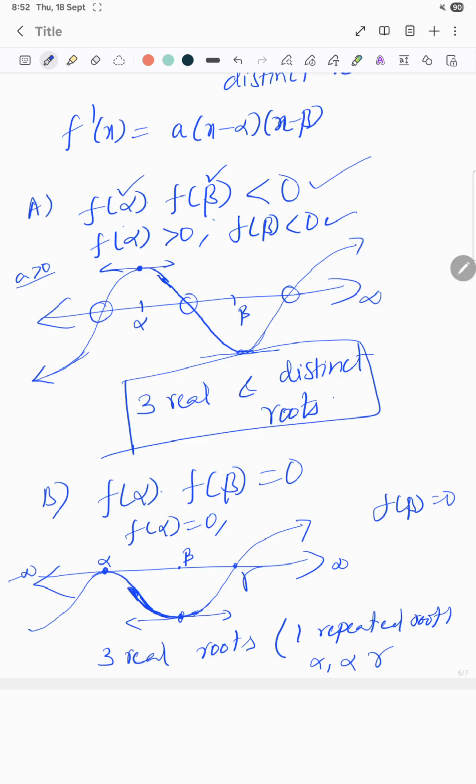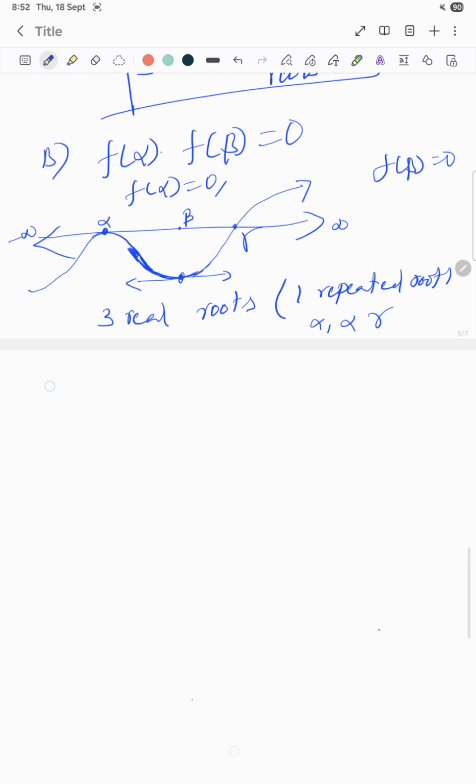Same way the other case also will come. So here also how many roots are we getting? 3 real roots. One is a repeated root, and the other one is distinct from the two repeated roots.